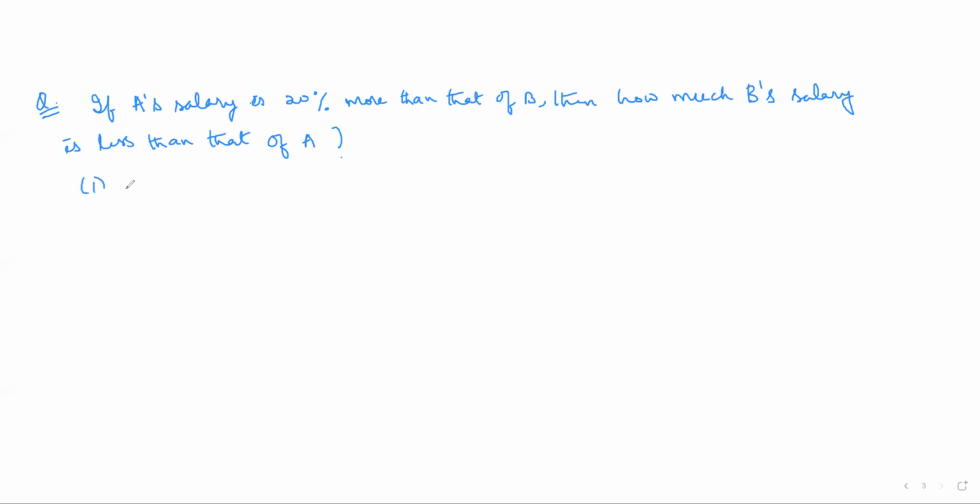Okay, so let me write down the options. Second, 20%. Third, we have 40. Okay. Give me the answer. A's salary is 20% more than that of B. If A's salary is 20% more than B's, then how much less is B's salary than A's? How much? 16 whole 2 by 3.